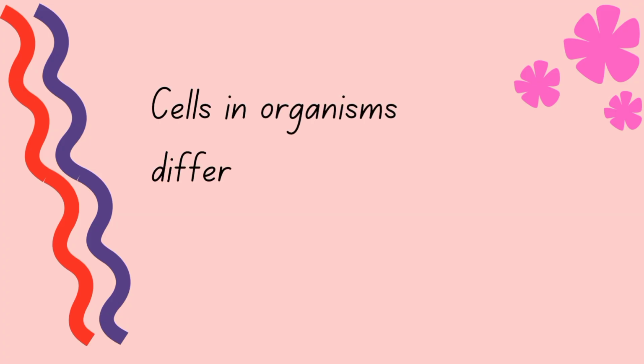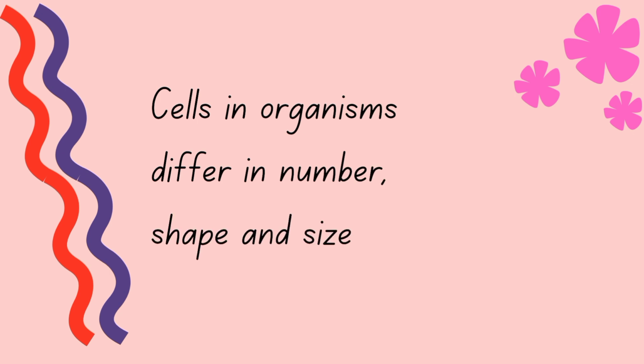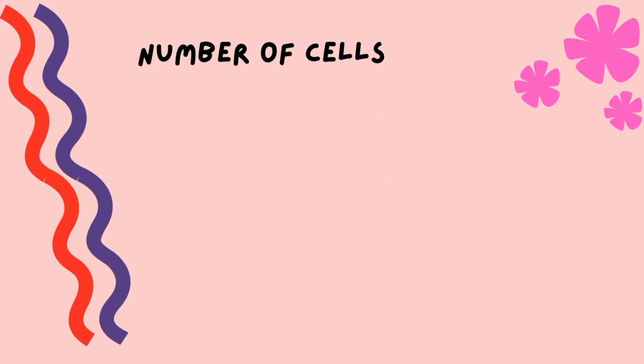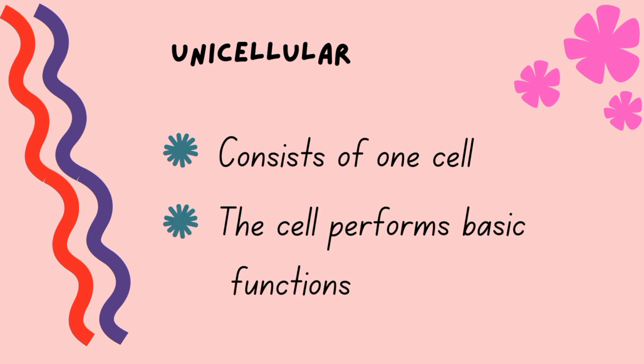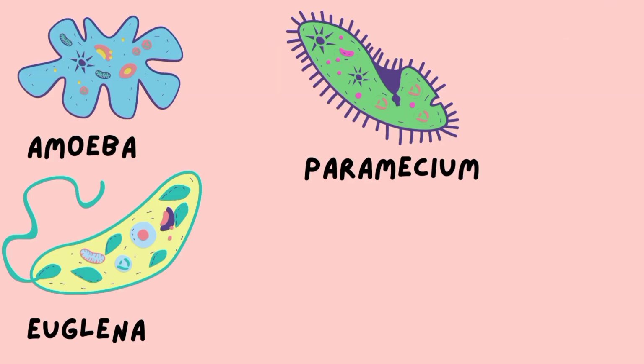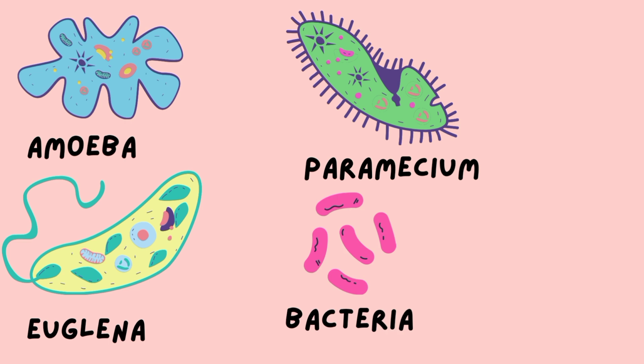The cells in organisms may differ in number, shape, and size. Based on the number of cells, organisms are divided into two types: unicellular and multicellular. Unicellular organisms are made up of one cell. The single cell performs all the necessary basic functions for life. Examples include amoeba, paramecium, euglena, bacteria, and so on.